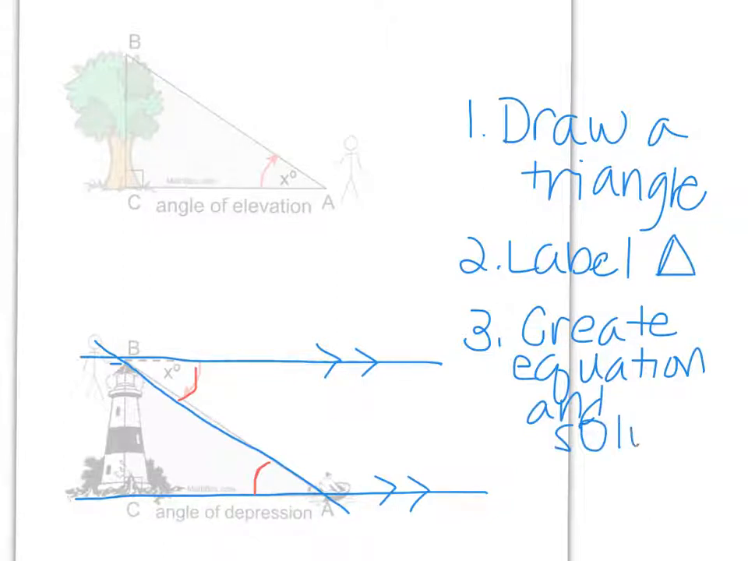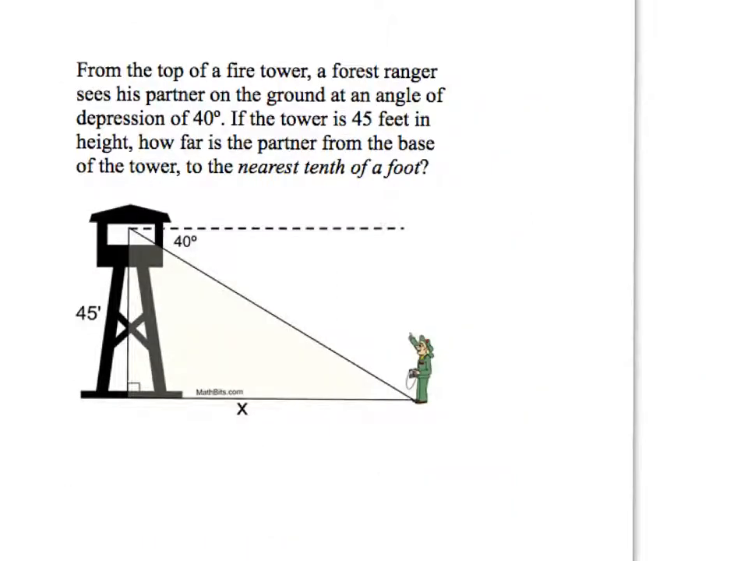So today what we're going to do is look at 2 examples that specifically deal with just angle of elevation and angle of depression. All right, here is the first example. So it says, from the top of a fire tower, a forest ranger sees his partner on the ground at an angle of depression of 40 degrees. If the tower is 45 feet in height, how far apart is the partner from the base of the tower to the nearest tenth of a foot?